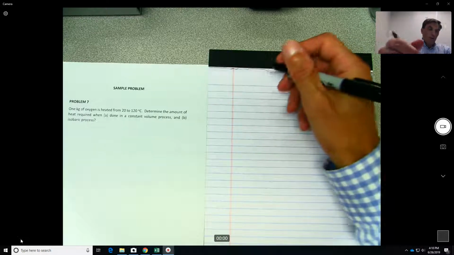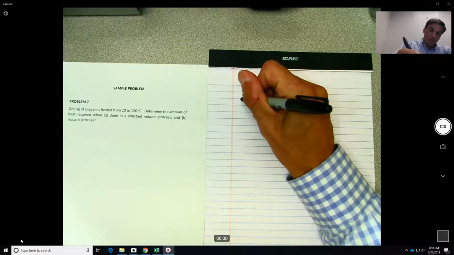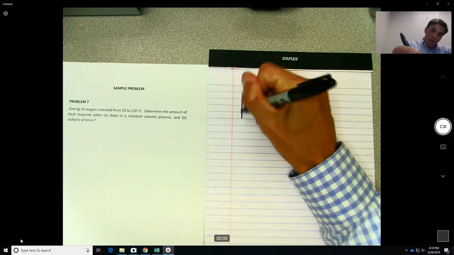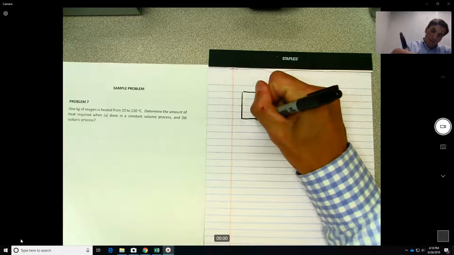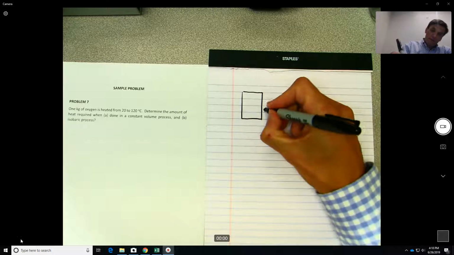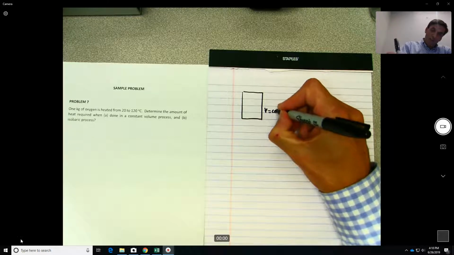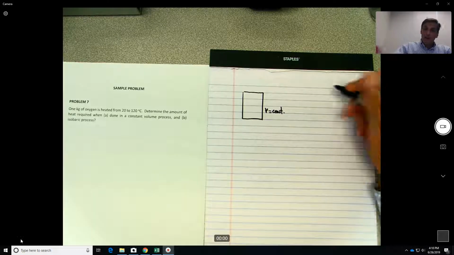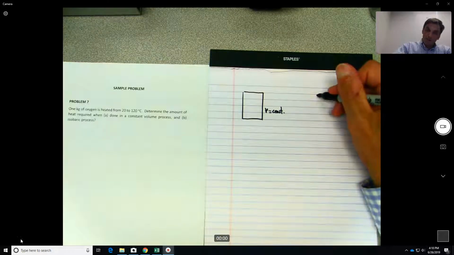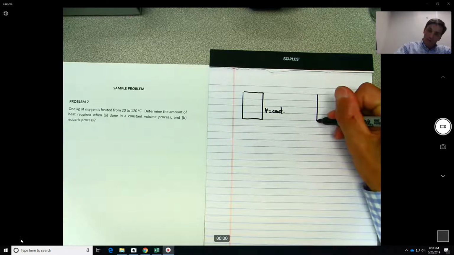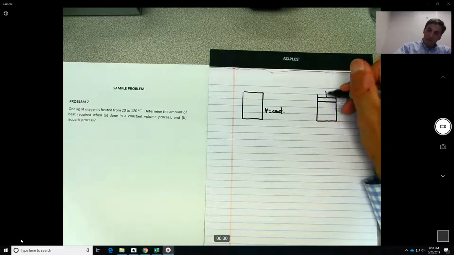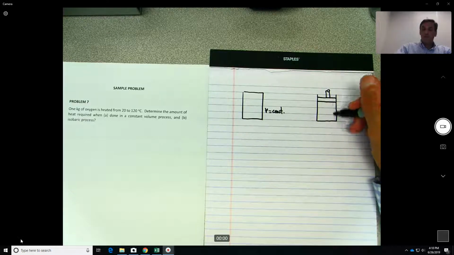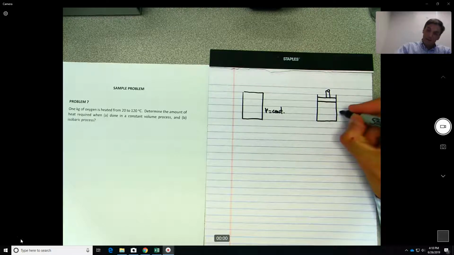Okay, so basically constant volume process will mean this. V constant. And an isobaric process means constant pressure, and that only happens when you have a piston cylinder and this is free to move up and down.